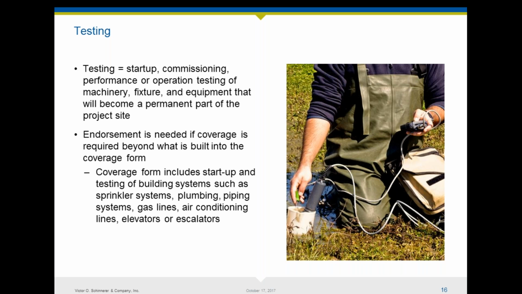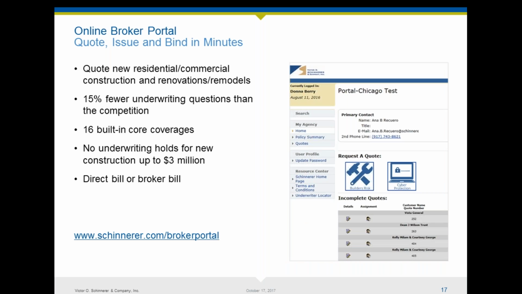So just to point out, with permission to occupy and testing, we can definitely meet the need of your client, but we want to make sure that we're not charging them additional premium for something that may already be included in our form. So any questions on that, we can definitely talk about.